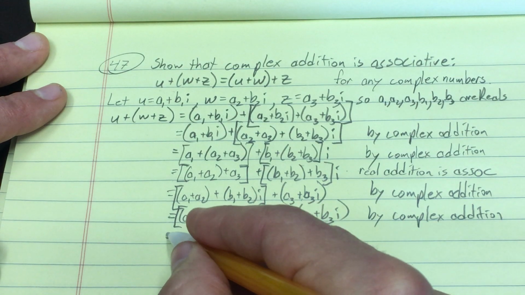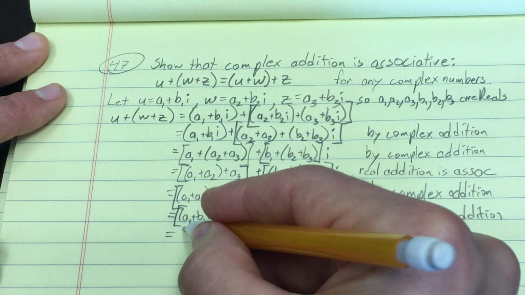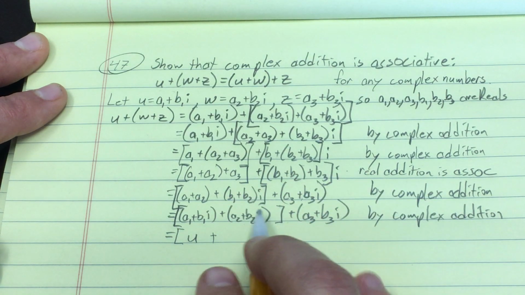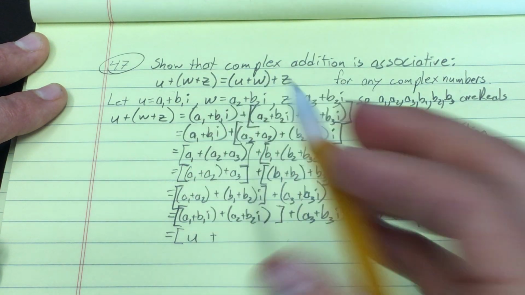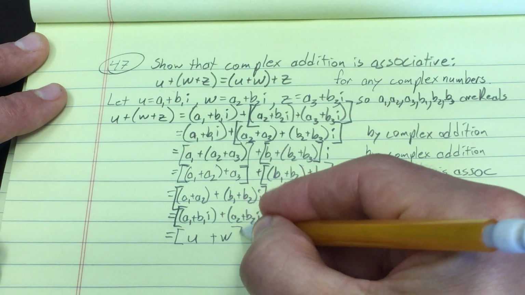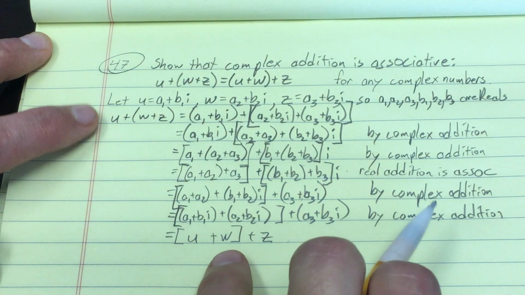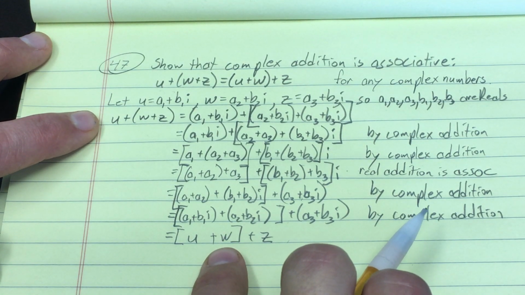And what is this? Well, that is U, this is W, and this is Z. So there is a proof of complex associativity.